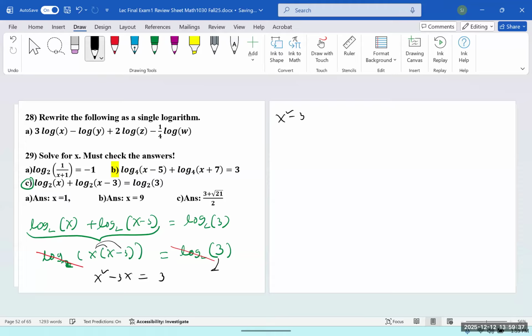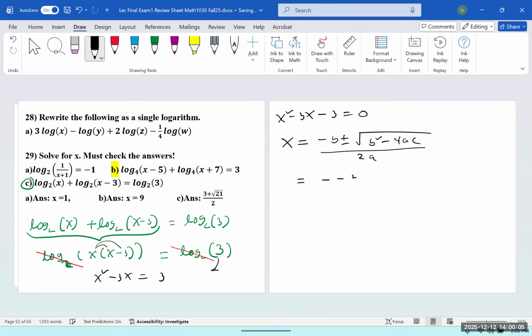So x squared minus 3x minus 3 equals 0. Is it factorable? Two numbers multiplied to give negative 3 and combined to give negative 3? No. So most likely this is a calculator question. So you go to the calculator and put negative b plus or minus the square root of b squared minus 4ac, over 2a.